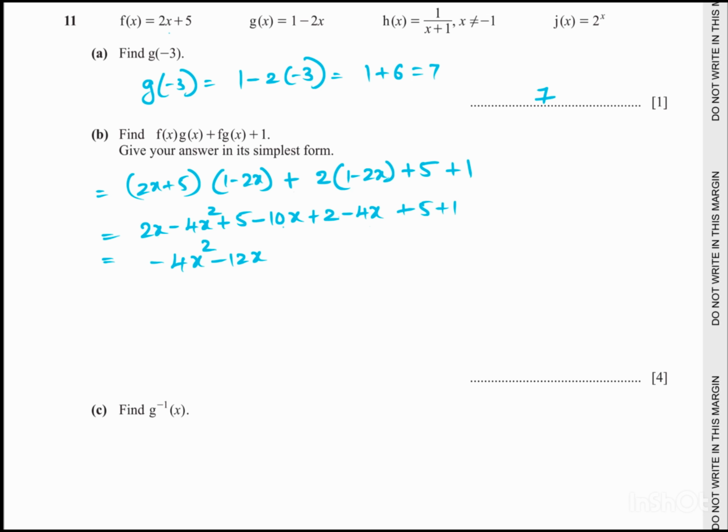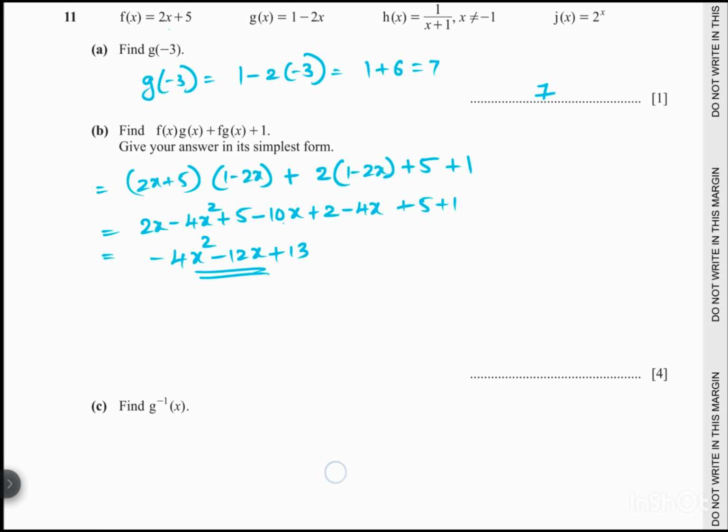5 plus 2 is 7. 2 is also there. So 11 plus 2 is 13, plus 13. So this is the answer for the given question B. Question number C now. Find g inverse of x.